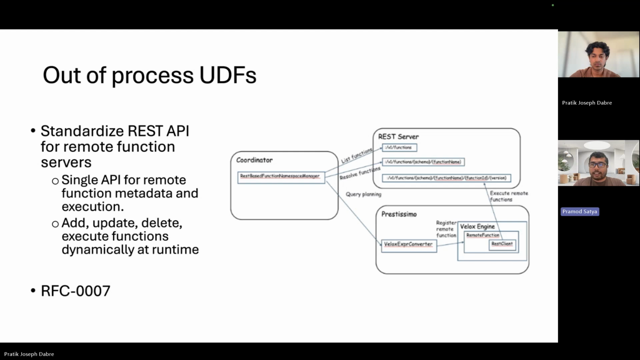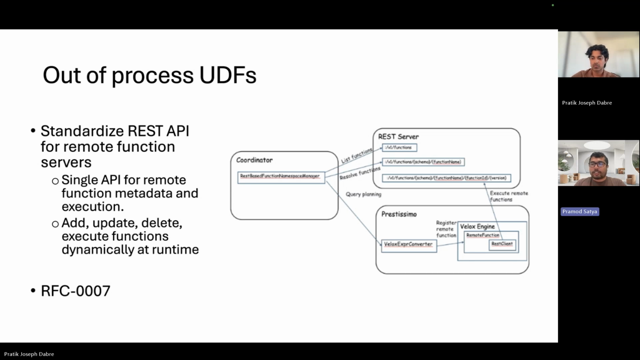As you can see in the diagram, this REST-based function namespace manager will provide methods to list functions, retrieve function metadata, execute functions, and add and drop functions, and so on using the REST API. We're also working on a new REST-based implementation of this function execution framework for Presto C++ clusters, and this is currently a work in progress.